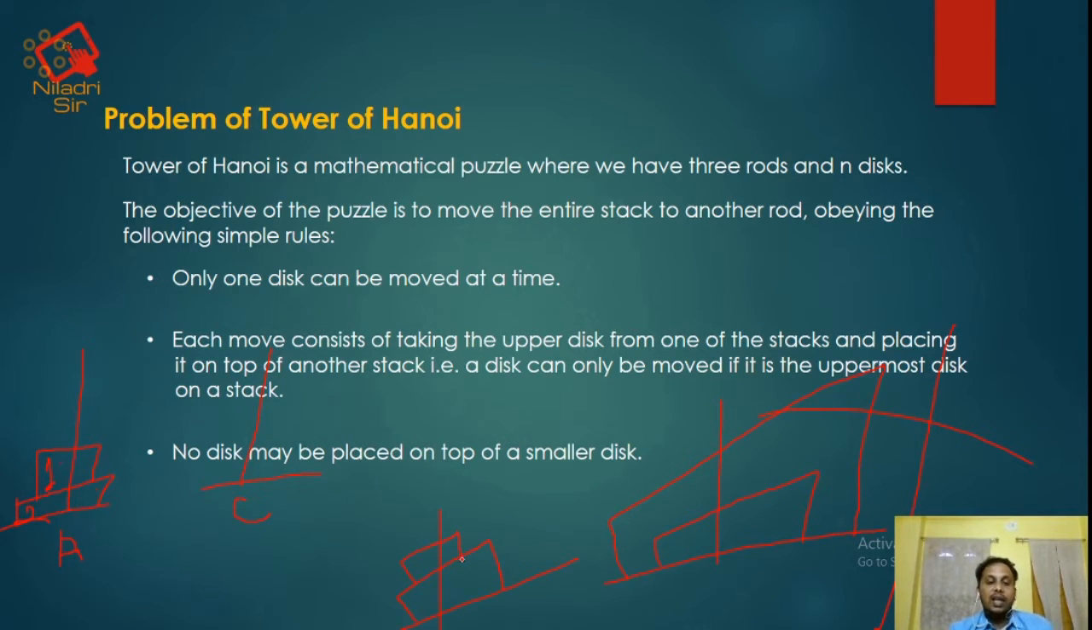So these are the three conditions. Condition one is we can only move one disc at a time. Second one is that we can only move the uppermost disc. We have to send one disc at a time. And no disc may be placed on top of a smaller disc. Above a small disc, a big disc cannot be placed. This one is correct, where we have placed a small disc upon a big disc.